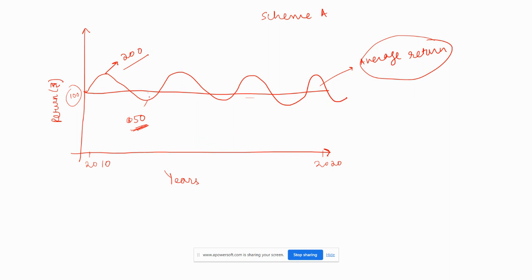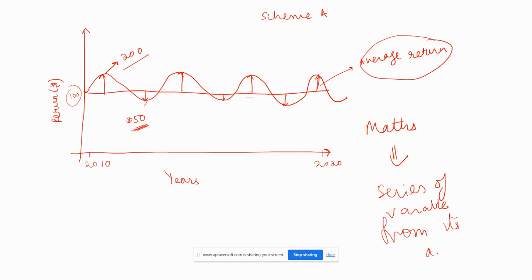So this is what standard deviation is. How much it is deviating from the average, how much the return is deviating from the average. And you've studied this in maths also, that standard deviation is nothing but how much a series of variables are away, like it may be towards or away from its average. All right, from its average.